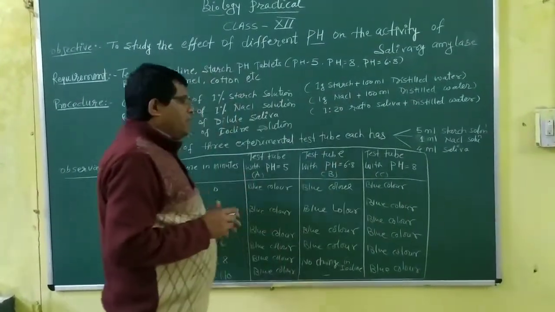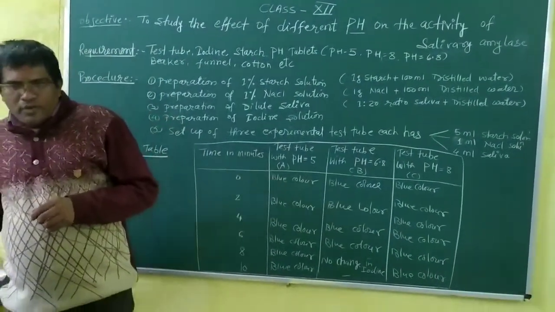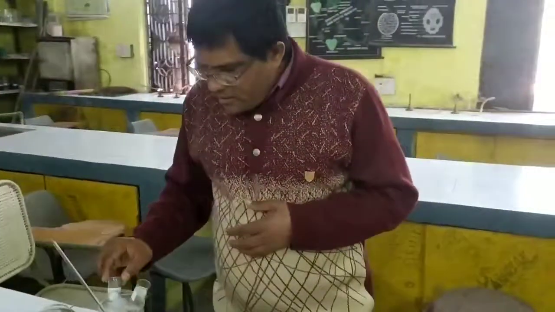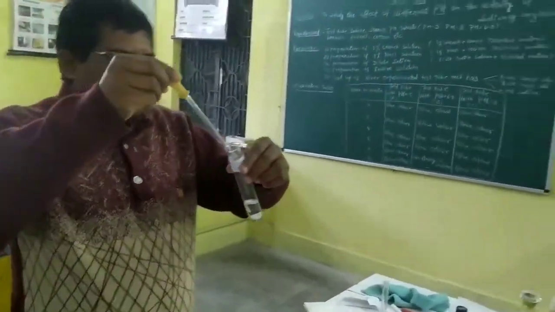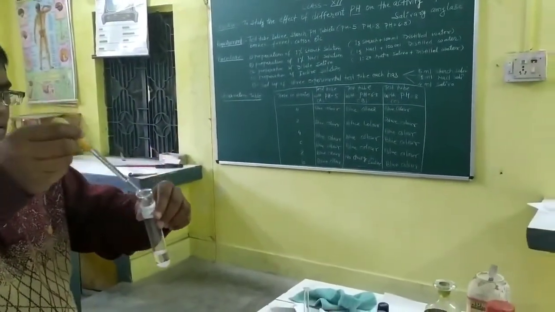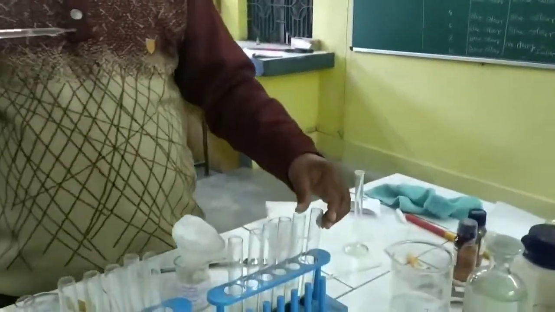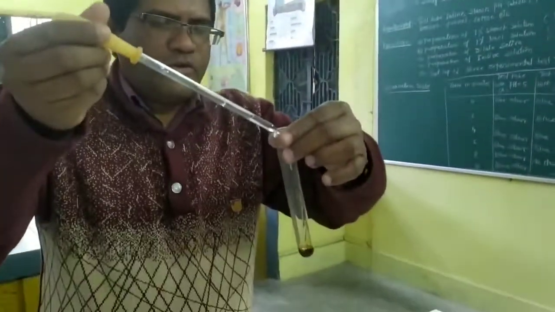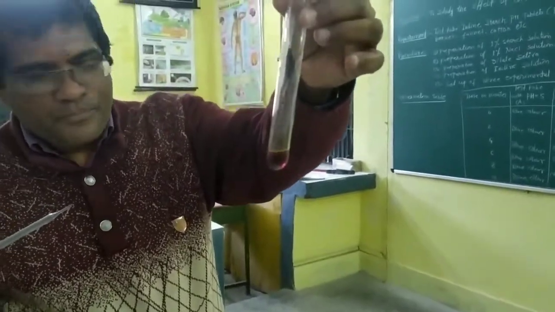So we have the 3 test tubes now. First one, for this one, what to do? After the 2 minutes, 0 timing, we have to take some amount of the solution from test tube A and mix it with the iodine solution. So here again I am mixing test tube A, and then the blue-black color appears.